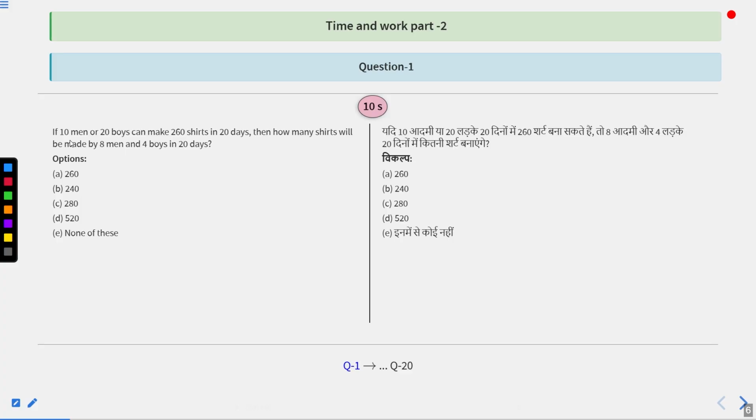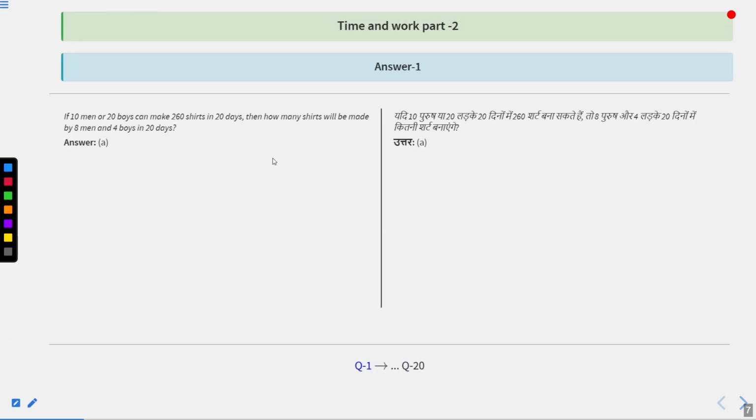First question: if 10 men or 20 women can make 260 shirts in 20 days, then how many shirts will be made by 8 men and 4 boys in 20 days? You have 5 options and 10 seconds to analyze the question. Your time starts now. Now time's up. Let's see the solution.